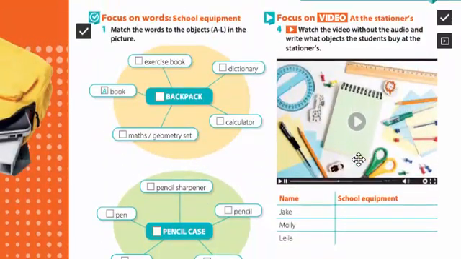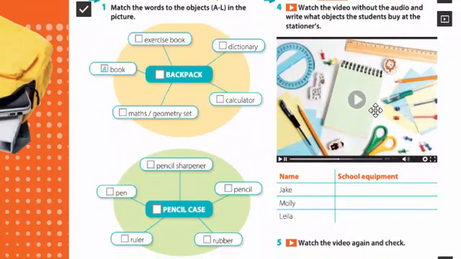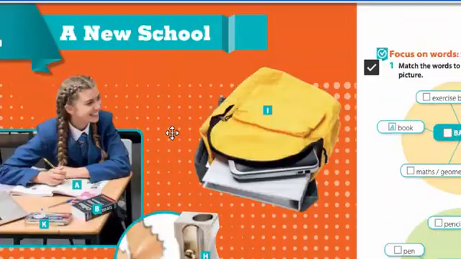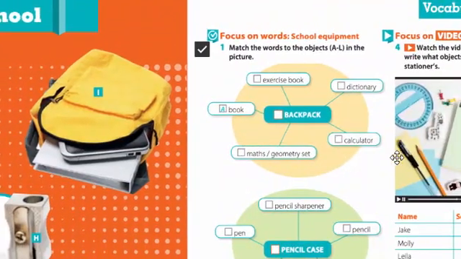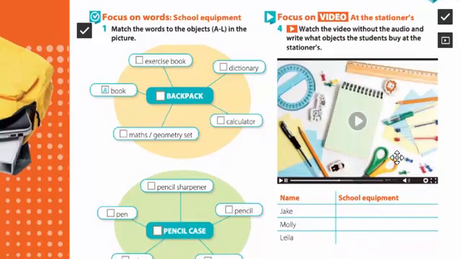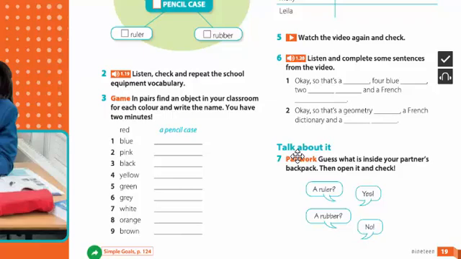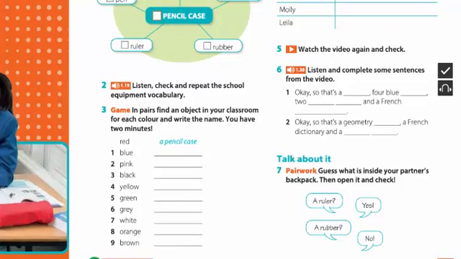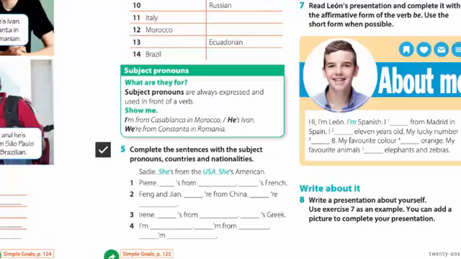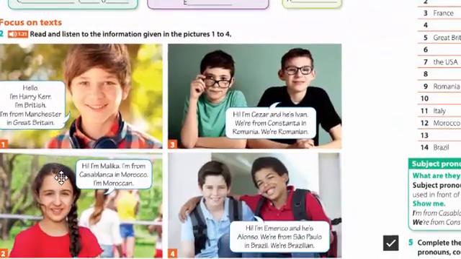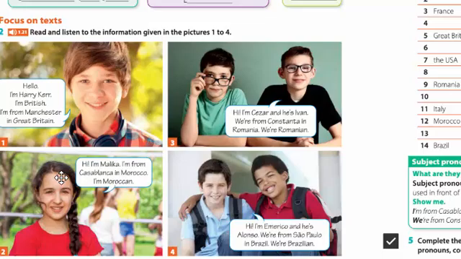Okay, then we have some videos that make us practice our listening and relate information with charismatic characters that we have here. Here we have, sorry, let's see the names. Yeah, they're Jake, Molly, and Layla. Molly, Layla, Jake. Nice to meet you. The next one is a reading activity. Those are descriptions.